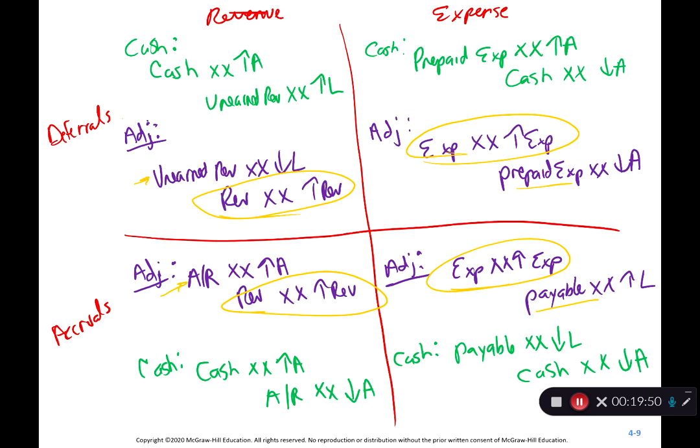Also remember, with deferrals, the cash comes before. With accruals, the cash comes after. Before or after what? Before or after the adjusting entry that always occurs at the end of the period. I hope that this is helpful, and I highly recommend that you write it down if you haven't already and utilize it throughout the remainder of the lectures, because you'll see that every example we go through falls into one of these four quadrants.